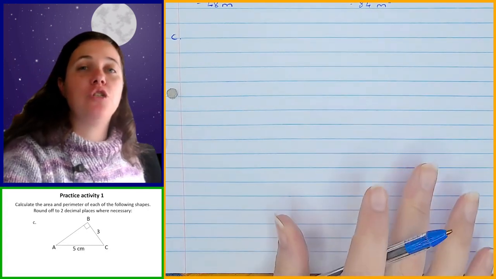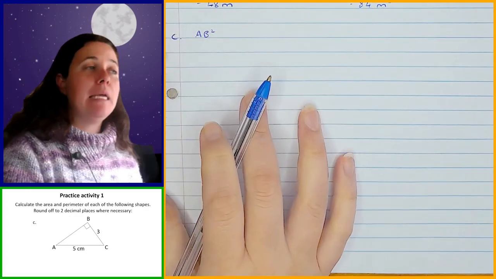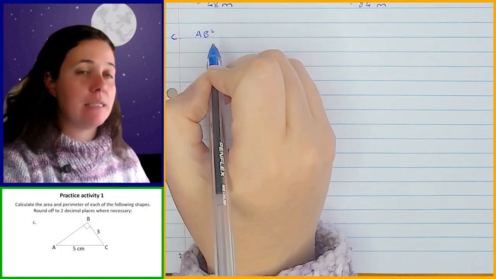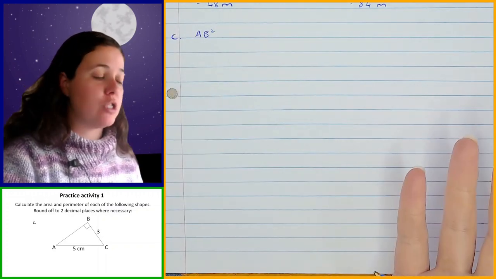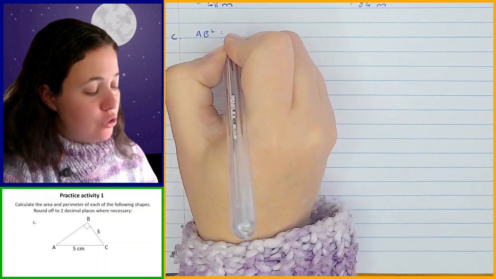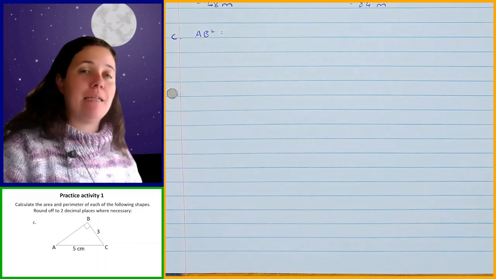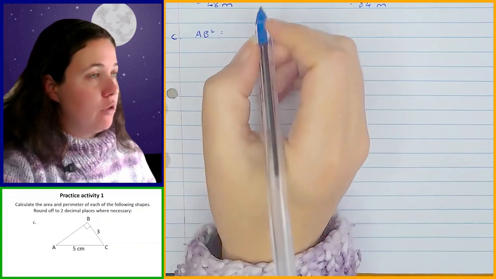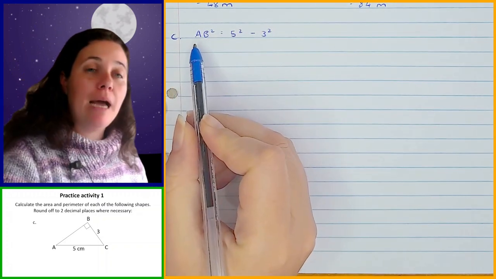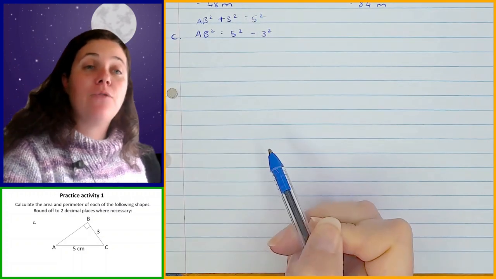First of all, like I said, you had to use Pythagoras to work out the length of AB. So AB squared. Now, normally I would say AB squared plus BC squared equals AC squared, so AB squared plus the other right angle side squared equals the hypotenuse squared. But I'm going to skip a step and go straight to saying that AB squared is equal to the hypotenuse squared minus the other side squared. I'm taking it across the equal sign and subtracting on both sides already. So this is going to be AC squared, which is 5 squared, minus 3 squared.